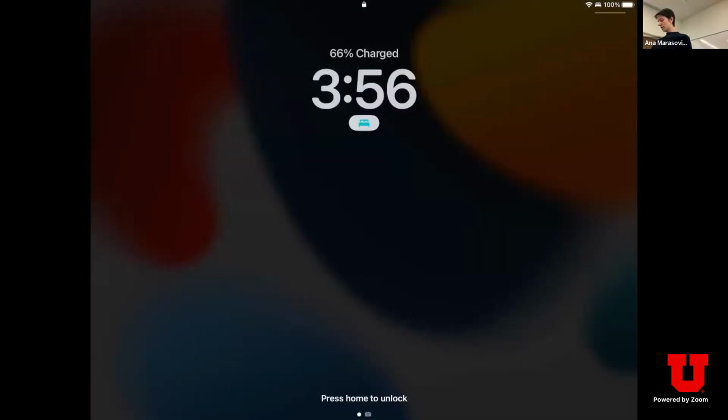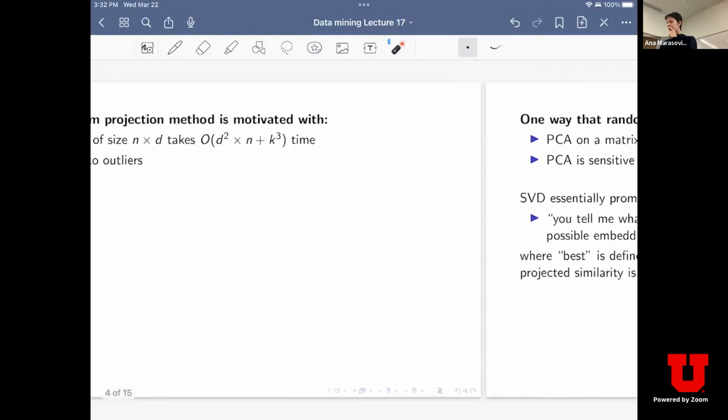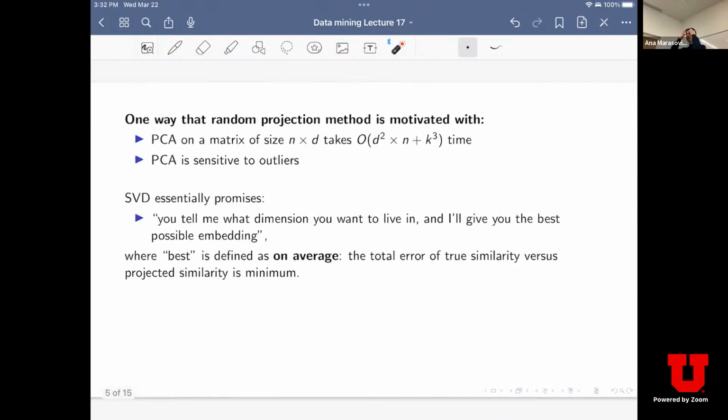Okay, so let's move on. I said we are going to now introduce one new dimensionality reduction technique called random projection. This is one way people motivate it, but I would rather think about it as just another method that serves a different purpose. With SVD, as I just told you, we can essentially promise that you tell me what dimension you want to live in, and I'll give you the best possible embedding, but best is defined on average.